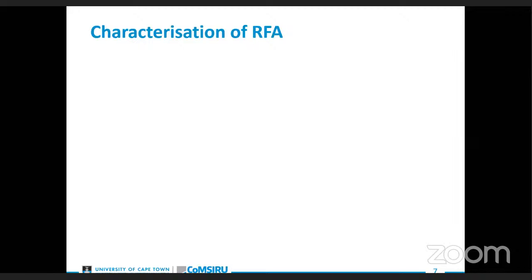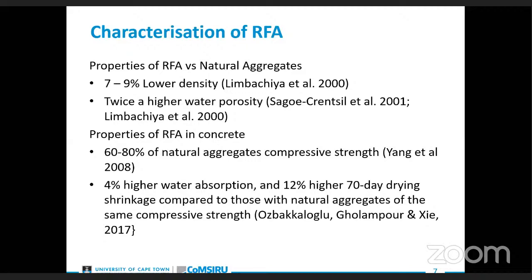Now, some of the characteristics of RFA in concrete, which are properties of RFA against natural aggregates individually, and properties of RFA in concrete, include 7 to 9% lower density by Limbachiya et al., and twice the water porosity by Sagoe-Crentsil and Brown. These are properties of RFA individually. Properties of RFA in concrete include 60 to 80% lower compressive strength as compared to natural aggregates, 4% higher water absorption, and 12% higher 70-day drying shrinkage compared to concrete with natural aggregates of the same compressive strength.